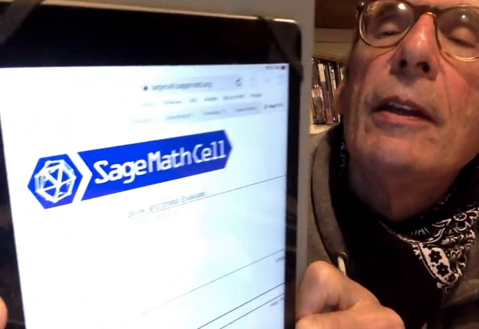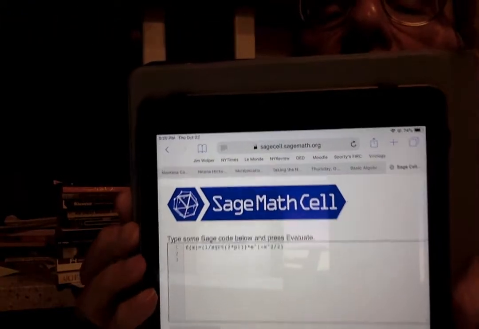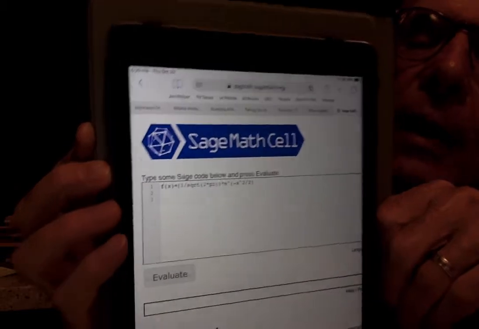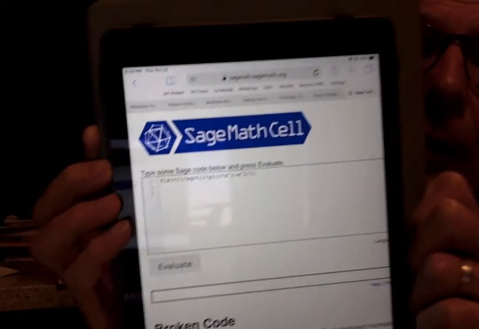Okay. That's what happens with touch screens. You can see at the top, sagecell.sagemath.org. I'm trying to make it so you can see it. And you get this little box. And what I've done is I've typed in a function.